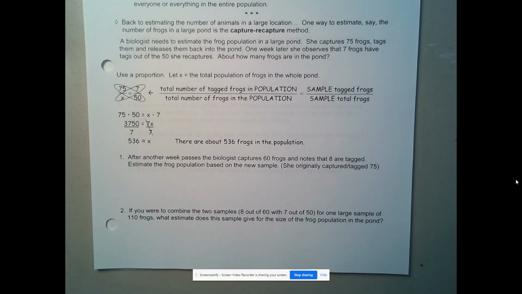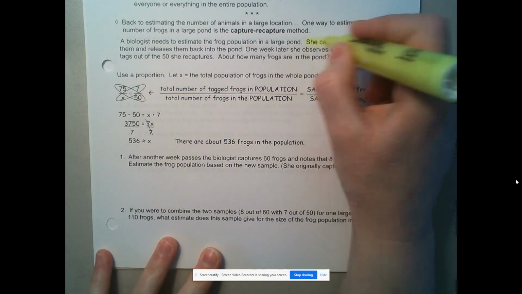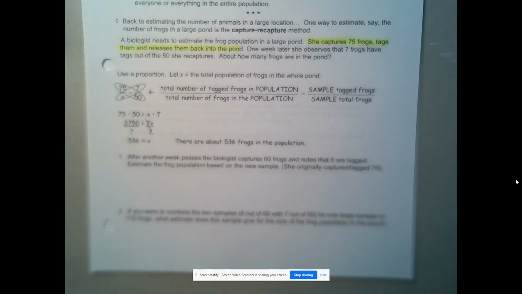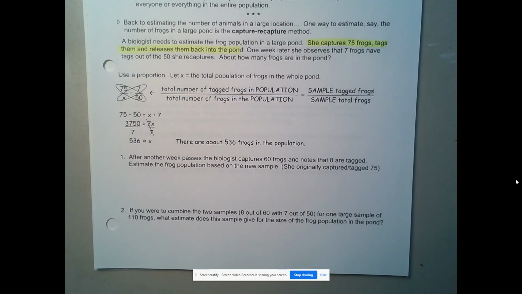A biologist needs to estimate the frog population in a large pond. She captures 75 frogs, tags them, and releases them back into the pond. So we're going to call that the sample, right? One week later, she observes that 7 frogs have tags out of the 50 she recaptures. About how many frogs are in the pond?